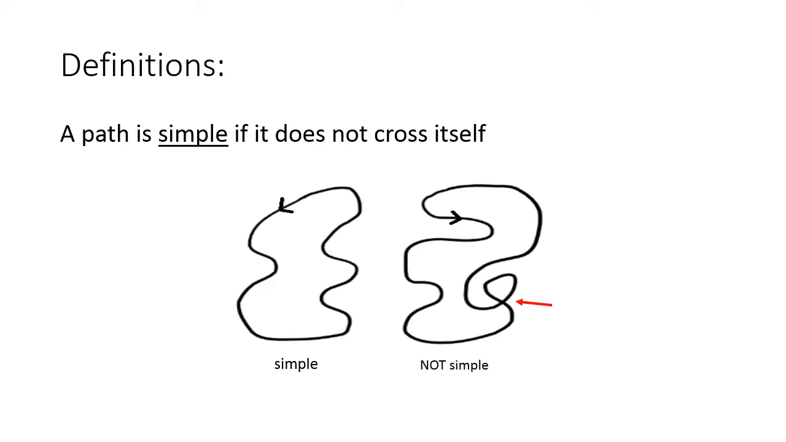The next definition is simple. We say a curve is simple if it never crosses itself. So that curve on the left is simple because it travels through space and never loops back on itself. That second one is not simple because, as you can see with the red arrow, it crosses back on itself at a point. So that means it is not simple.